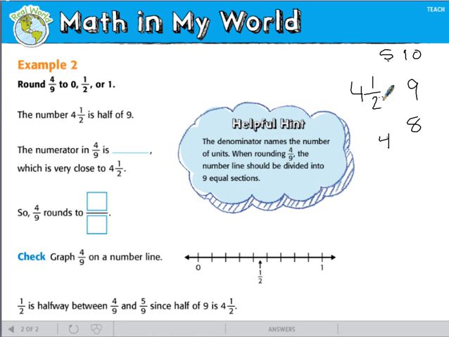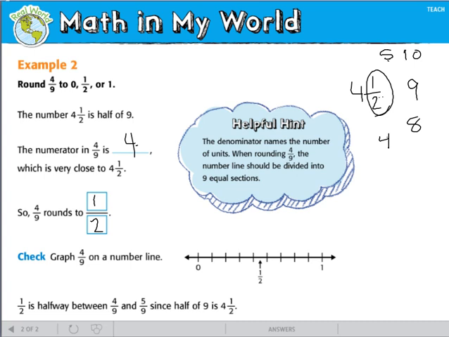Alright? You guys see how we did that? Alright, so if you have odd numbers on your homework tonight, you can figure out what half of it is that way. Okay? So, the numerator in 4/9 is what? What's our numerator? 4. Which is very close to 4.5. Right? Because 4, we're only half of a number away. So 4/9 rounds to 1/2.